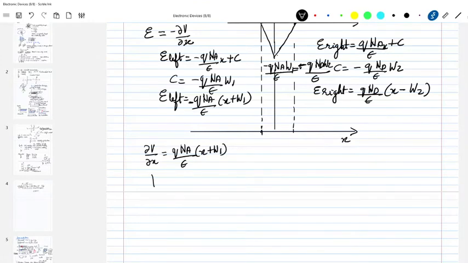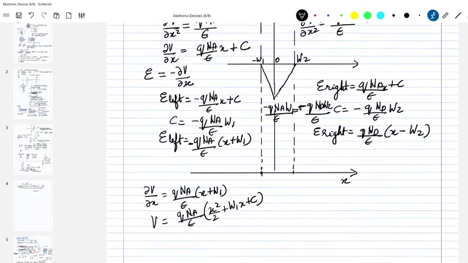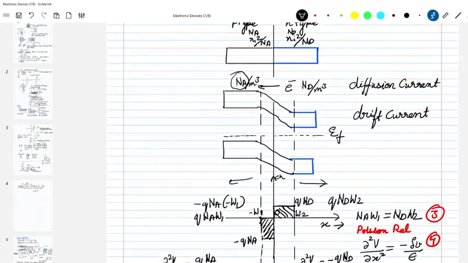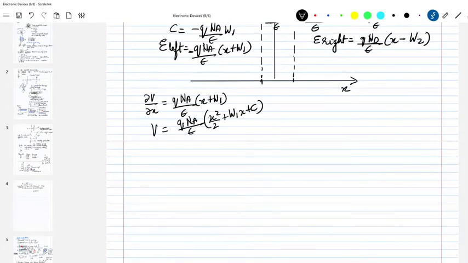Now if I integrate this once more, I will have qN_A over epsilon (x²/2 plus W1x) plus C. Now if I assume that the initial value condition is that the left hand side, which is p type, is basically grounded, then the voltage to start with will be 0. In that case the C can be evaluated at minus W1.